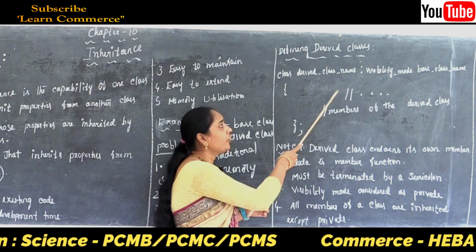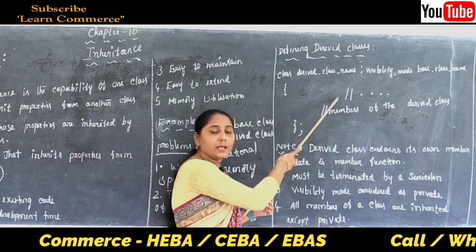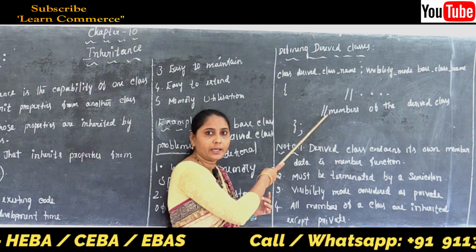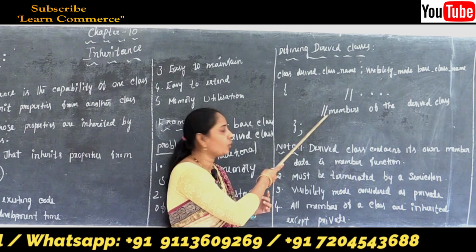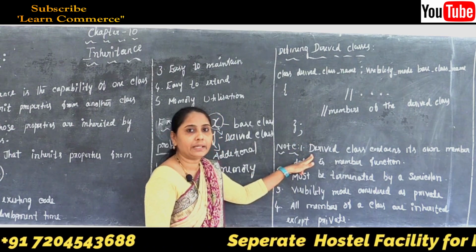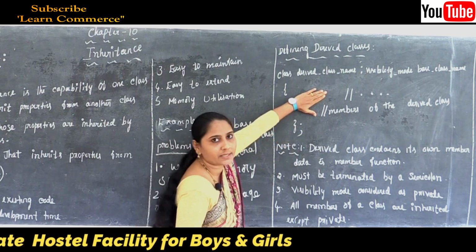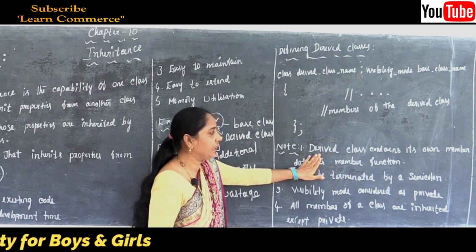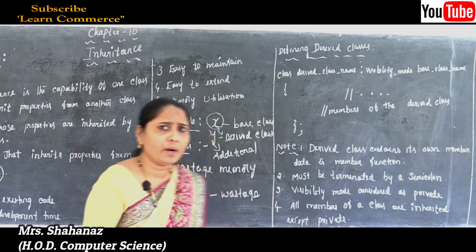That means, as I already said, the derived class not only has the features of the base class, the derived class also contains the member data and member functions, the features of its own. So the first note is that the body of the derived class, the flower bracket opening and closing with a semicolon, is called the body. The body of the derived class contains its own member data and member functions.